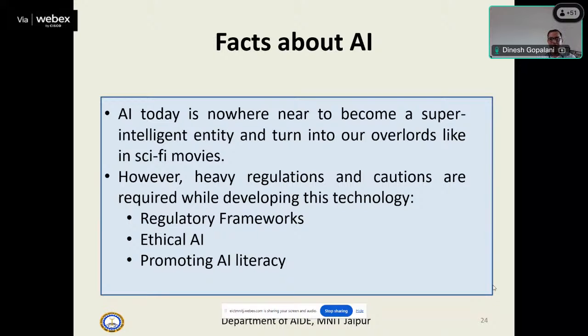But certainly cautions are important. There have to be heavy regulations and cautions for any technology, whether it is nuclear or any other technology. Regulations are important. So regulatory frameworks we need to enforce, so that things do not go beyond our control. Ethical AI, promoting AI literacy, all these things are very, very important.